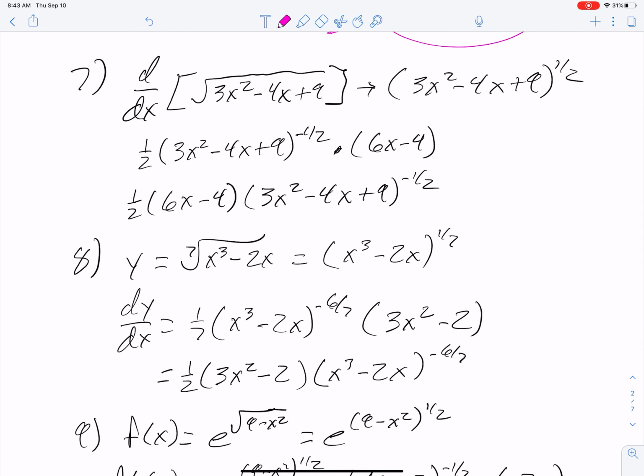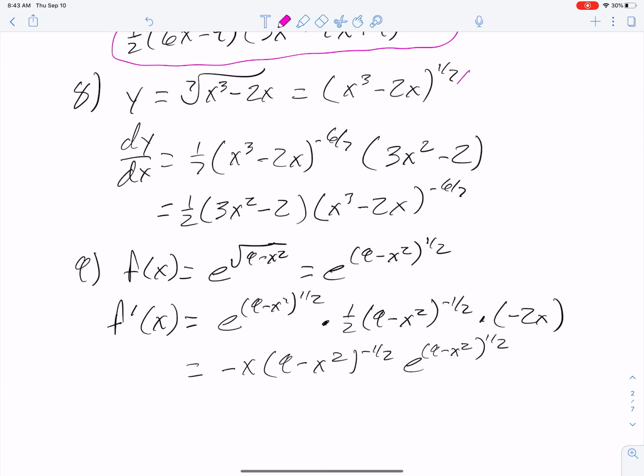Number 7, I'm able to rewrite my square root. I take the derivative of my square root, so I have 1/2 times what was inside the square root to the negative 1/2, and then I take the derivative of what was inside. The derivative of 3x squared minus 4x plus 9 is 6x minus 4. And as I've done in the past, I rewrite with the shorter polynomial first.